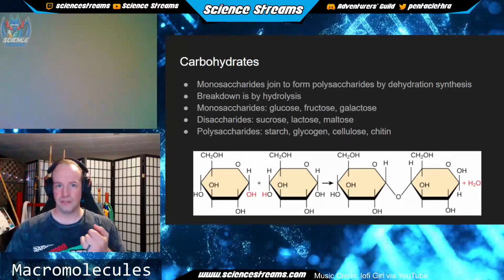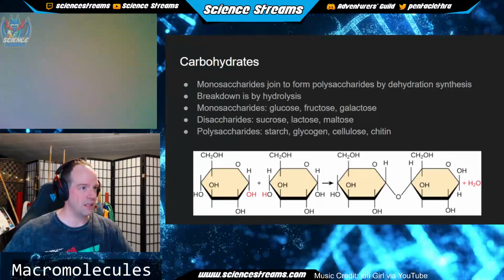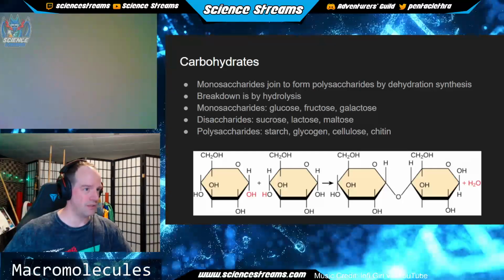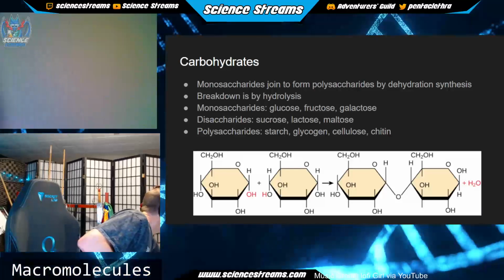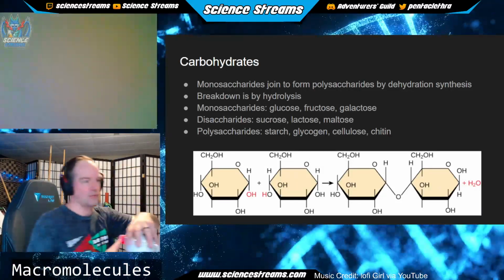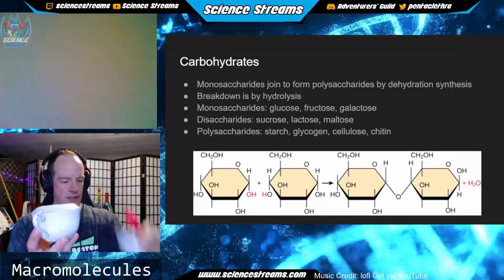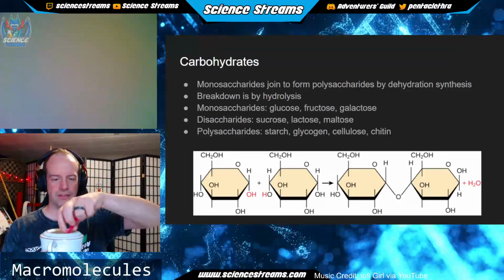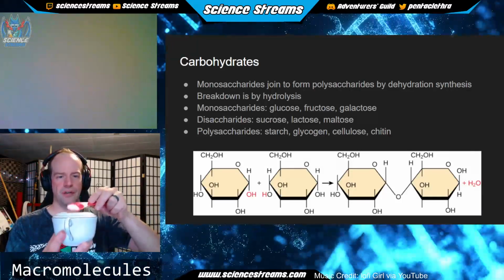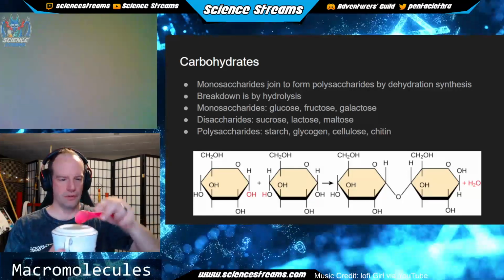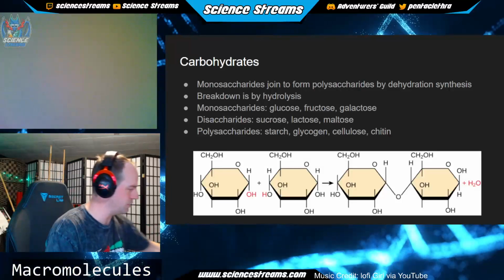Disaccharides: sucrose, lactose, and maltose. Believe it or not, your table sugar. I got some right here. Your general table sugar. This is my little sugar jar here, right? This is actually a disaccharide. You might think, oh, it's just a sugar molecule. It is a disaccharide. Okay, so that's sucrose. Right, that's what you're going to get put into your coffee or when you're cooking.